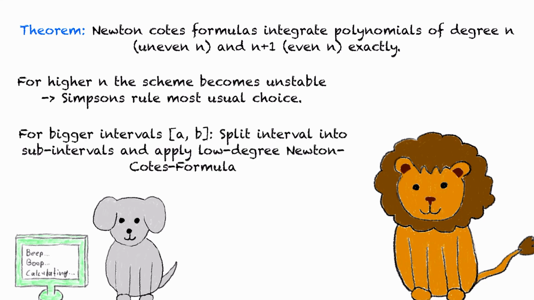In order to still be able to approximate integrals over bigger intervals, it is very common to split the main interval into subintervals and apply low degree Newton-Cotes formulas to these subintervals. This way one can assure convergence, stability, accuracy and calculation efficiency when evaluating some integrals.